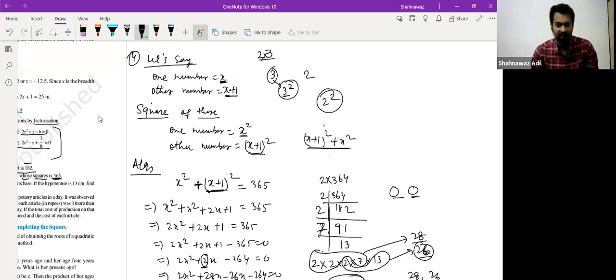Now in the next class, I will be talking about the completing the square method, right? That is another method to solve quadratic equations.